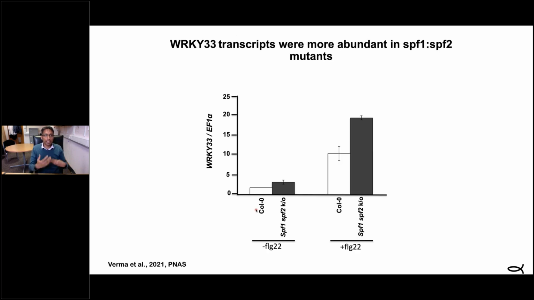What we found was that in the SPF mutants, WORK-E33 transcripts are very highly induced. This is also true when you do botrytis infection, but also when you treat the Arabidopsis seedling with flagellin. In the SPF 1-2 knockouts, there's a lot more transcripts of WORK-E33 compared to COL0. So we think there may be a connection between WORK-E33 and the SPF SUMO proteases.